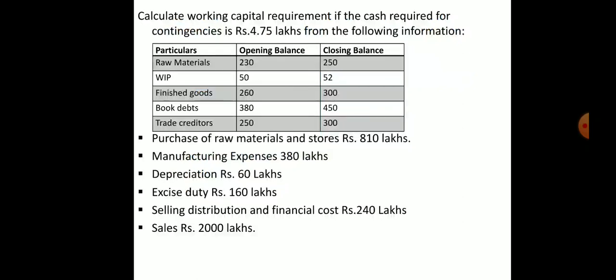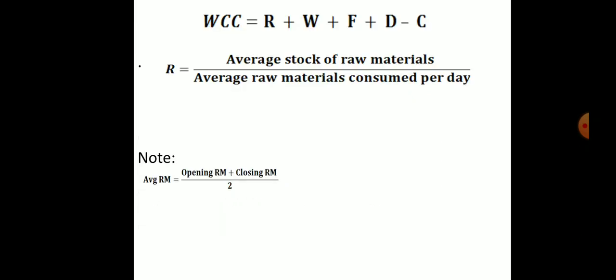So from this problem, the opening stock of raw material is 230 and closing stock is 250. So you have to add 230 plus 250, which is 480, divided by 2. So the average stock of raw material in the company is 240 lakhs. So this is your value of average stock of raw material.